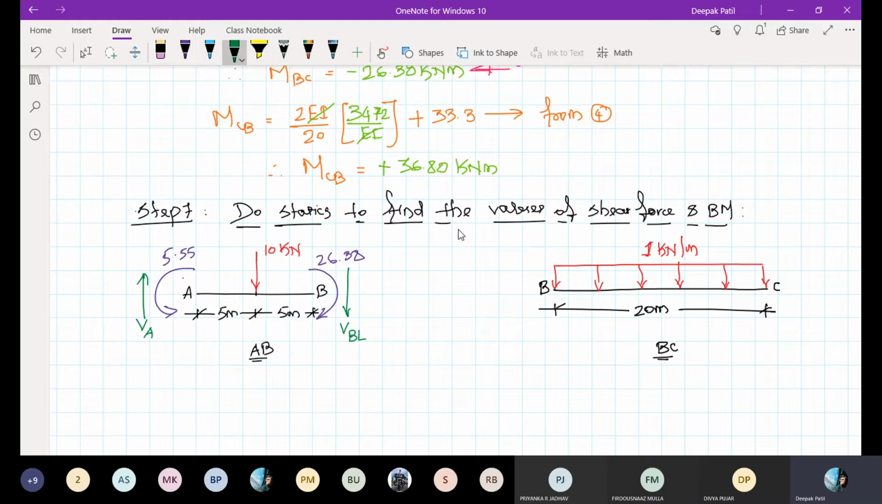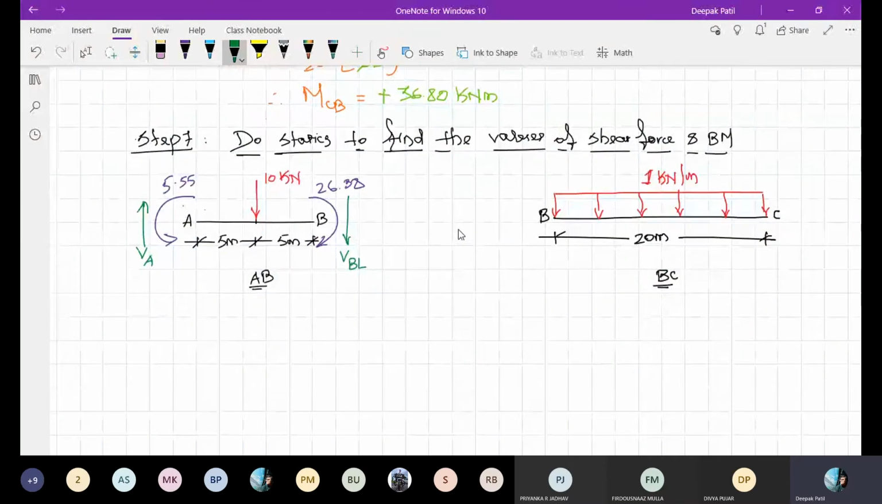So this is span AB. In this span, you know the moments, you know the load and you know the span, but you don't know the shear forces. Now I will apply our basic equilibrium equations to find the values of VA and VBL. What are those? Summation of Fx equal to 0, summation of Fy equal to 0 and summation of M equal to 0. Just a minute.